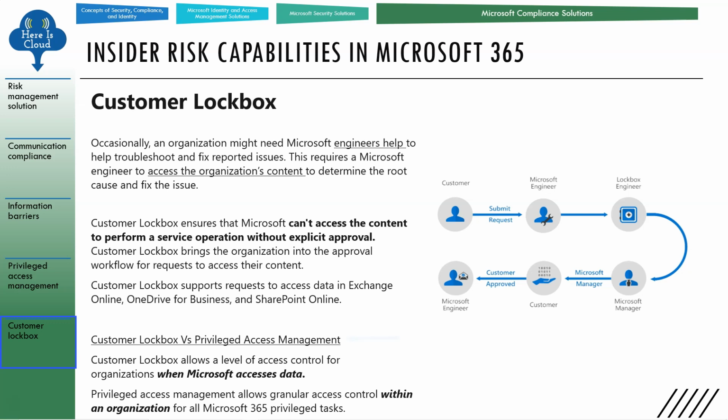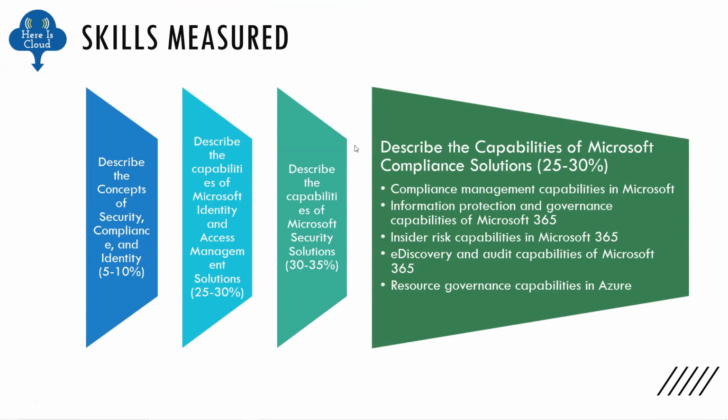So now what is the difference between customer lockbox versus privileged access management? This kind of question could be there. Customer lockbox allows the level of access control for an organization when Microsoft accesses the data. It is specific to when Microsoft accesses that data. Whereas privileged access management allows granular access control within an organization for all Microsoft 365 privileged tasks. So that's the difference. This is the last topic in this subsection. With this, we are done with insider risk capabilities in Microsoft 365.